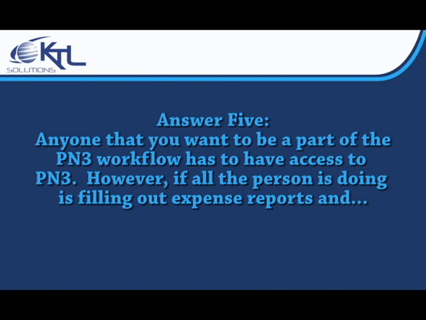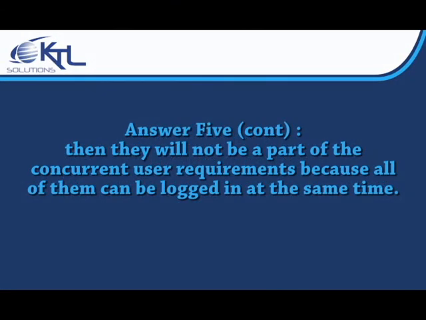Now, from a pricing methodology standpoint, if you have staff whose only thing in PN3 is to fill out expense reports and submit them for approval, we don't include them in your concurrent user requirements, because all of them could be logged in at the same time filling out their expense report, and they're not using a concurrent user license. So you can create a user ID for all of them, and they can go in every month or once or twice a year because they're not using a license when they go in. They're simply filling their report out and submitting it, and they can check on the status of their expense report, but that's really all they can do.